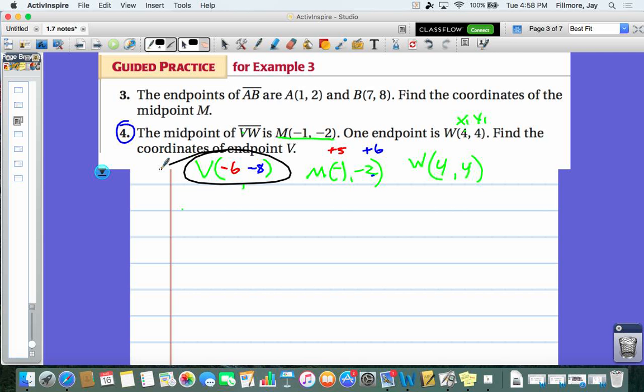Again, I just write everything out. I put the midpoint in the middle, one endpoint on one side, one endpoint on the other side. To go from the middle to the end, I added some things. To go to the other end, I'll subtract it. All right? That's the quick and easy way to do the endpoint formula.